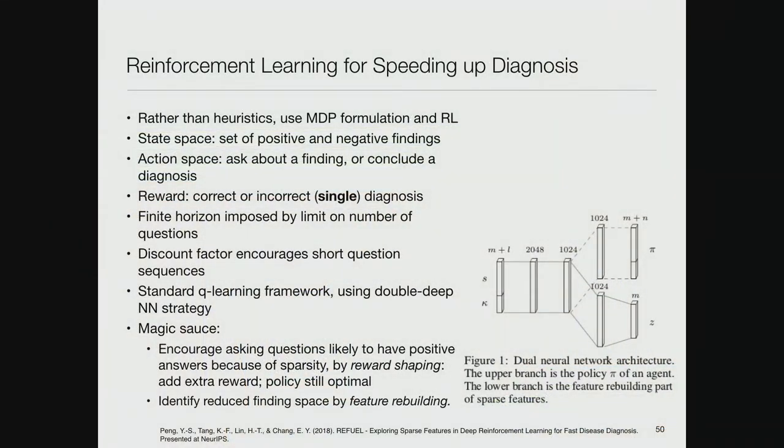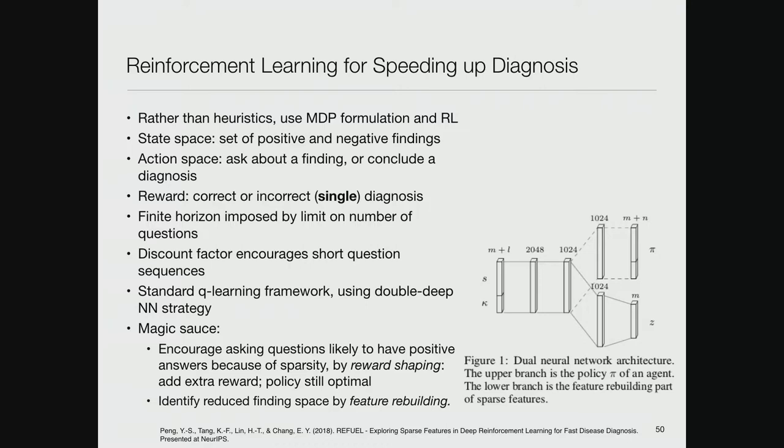The state space is the set of positive and negative findings. The action space is to ask about a finding or conclude a diagnosis. The reward is the correct or incorrect single diagnosis. So once you reach a diagnosis, the process stops and you get your reward. It's finite horizon because they impose a limit on the number of questions. If you don't get an answer by then, you lose. You get a minus one reward.